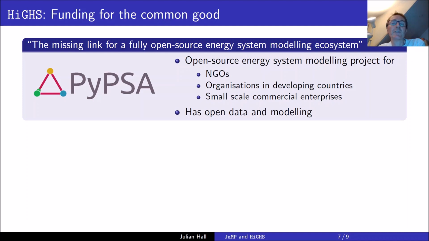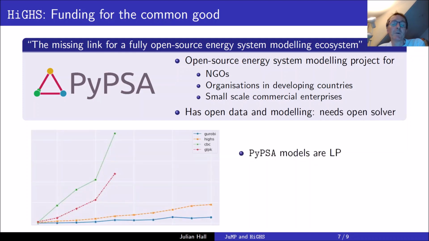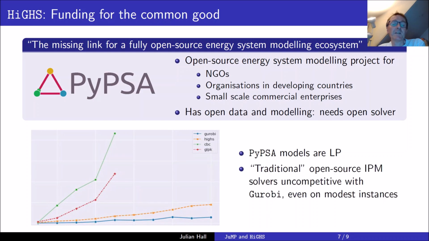PyPSA is an open source energy system modeling project for small institutions. It has open data and modeling, and it needs an open source solver. The PyPSA models are linear programming problems, and the team was trying traditional open source interior point solvers and finding that they were very, very poor relative to Gurobi. Then they tried HiGHS and noticed that for their smaller models, HiGHS was pretty much keeping pace with Gurobi and leaving the other open source solvers behind. So HiGHS offers hope for the PyPSA project to solve truly open source problems of meaningful size.